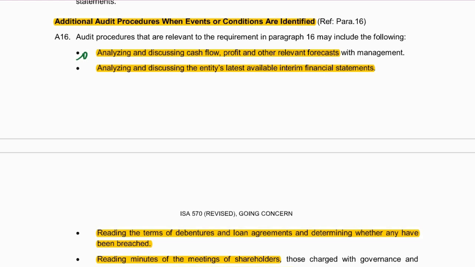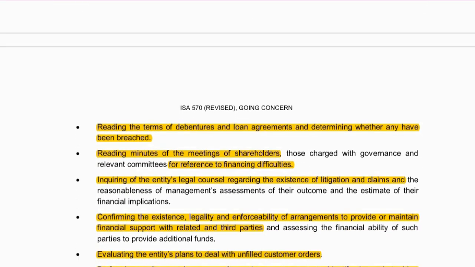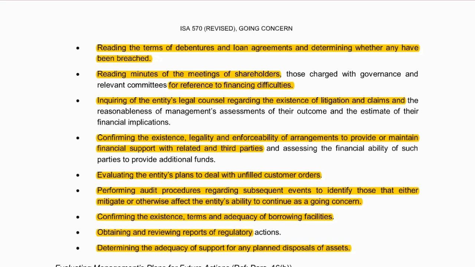Analyzing and discussing cash flow, profits and other relevant forecasts. We already had a procedure where it said you need to do a little bit of work on those cash flow forecasts. So I'm going to get the cash flow forecast and then do a little bit of work on it to make sure that it is reasonable. Analyzing and discussing the latest interim financial statements. I'm going to go and inspect the latest interim financial statements and maybe do a comparison of what the forecast had to the actual latest interim financials, to see if the forecast is actually reasonable up until the date of those interim financials.